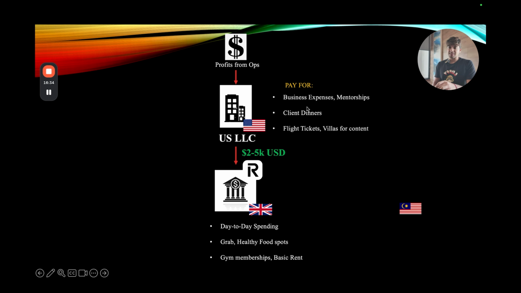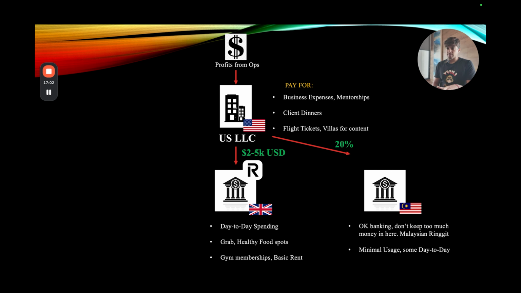If you have business expenses, like client dinners, or if you're renting out villas for content, you can pay for it through the US LLC. Again, this needs to be a business expense, so be careful. But generally for day-to-day spending, like food, gym and rent, 2 to 5K is going to be more than enough, okay? And then the rest, so let's say you have 30K revenue, maybe 15K in expenses, and 5K to live on, you're left with 10K, and then you split it: 20% to your Malaysian bank account.